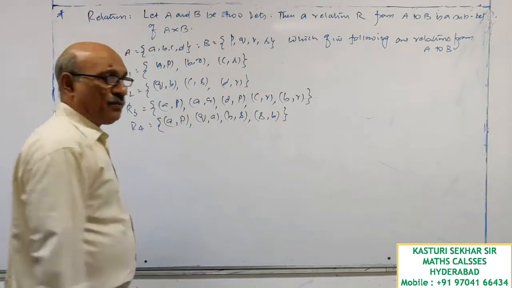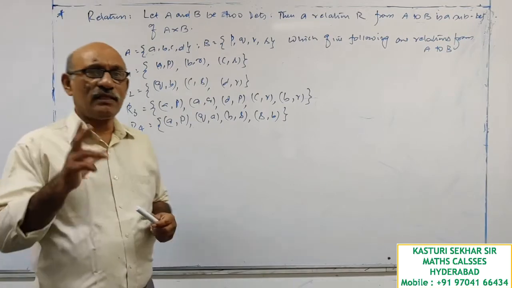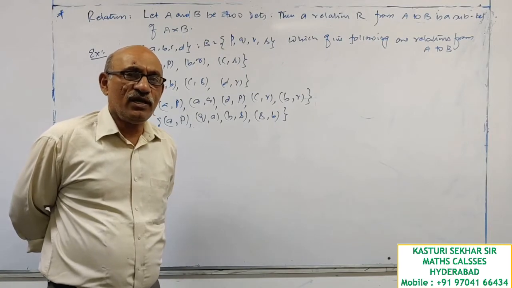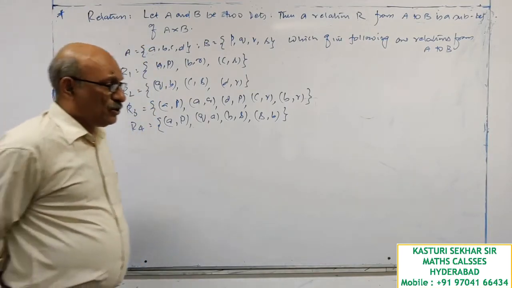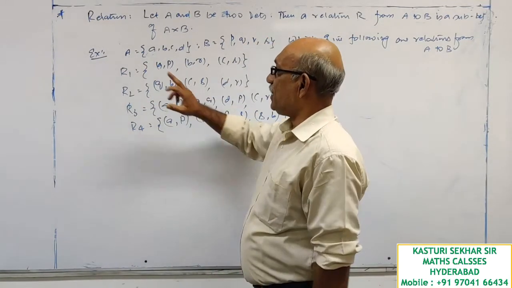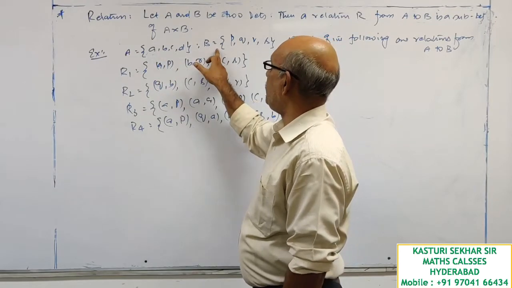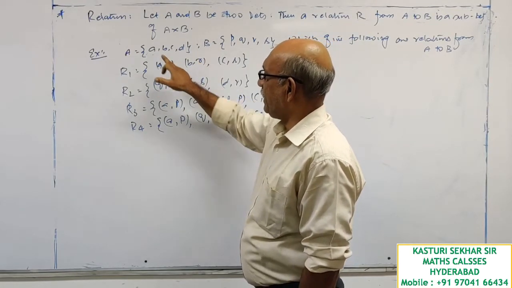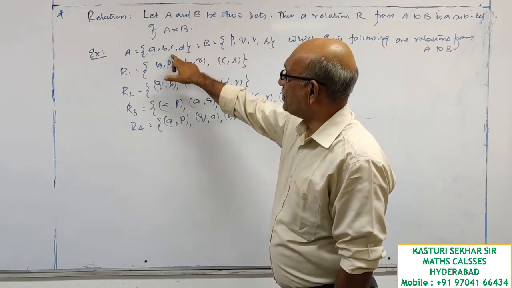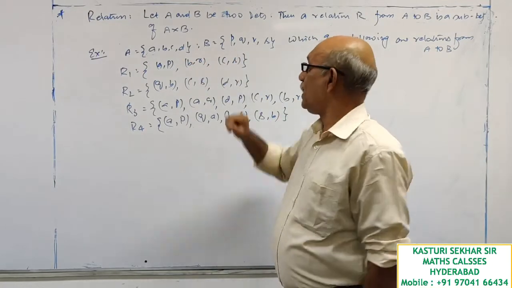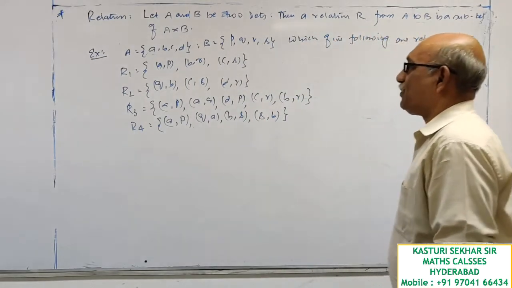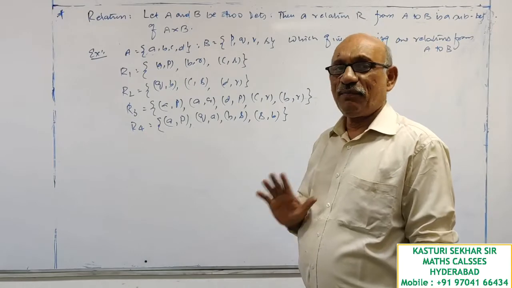Now sir, these are the ordered pairs. First of all, verify whether the ordered pairs are in the specified order or not. According to the ordered pair definition I gave you, the first element should be from set A and the second element should be from set B. For this relation R1, the first coordinate is from set A, the second coordinate is from set B. So this ordered pair is defined in a proper way.